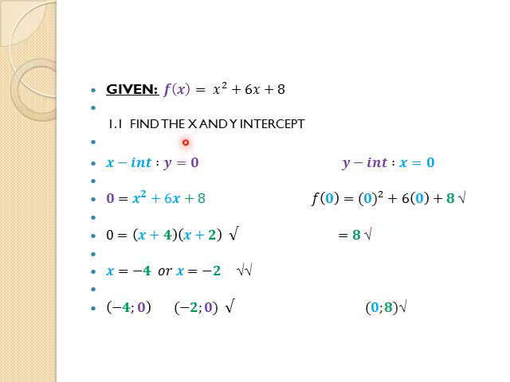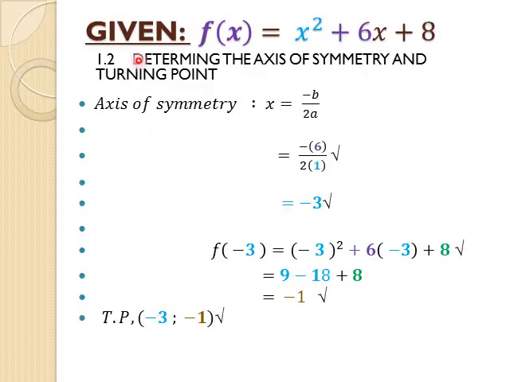Number 2, even when we have x and y-intercepts, we can't plot a parabola without a turning point. So determine the axis of symmetry and the turning point given that equation. For the axis of symmetry, x equals minus b over 2a, b being plus 6, a being 1. So we have negative times positive 6 over 2 times 1. Negative 6 divided by 2 gives me negative 3.